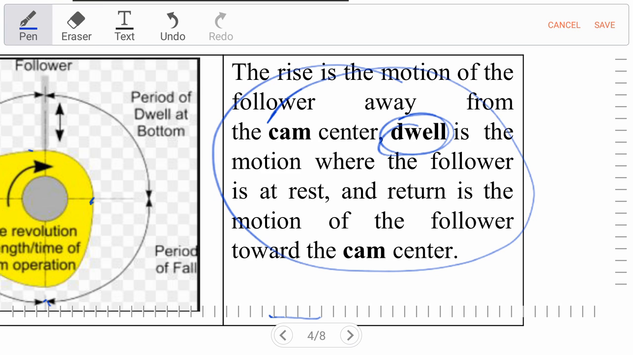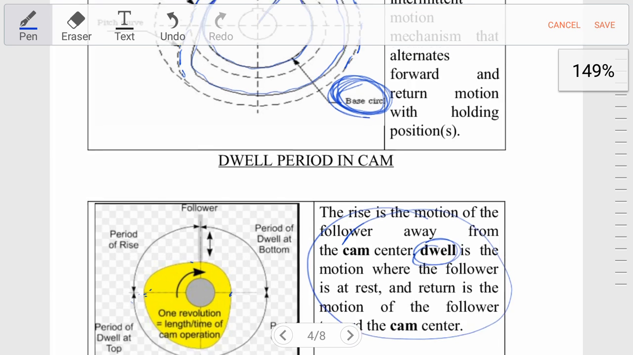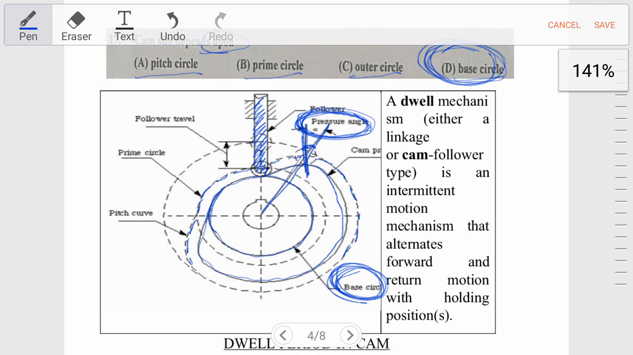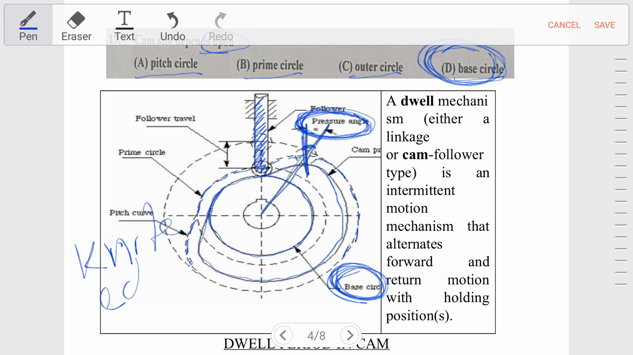Now whatever we have discussed over here is already mentioned in this description, so if you want to get some clear idea, you can pause this video and have a brief idea about this cam and follower. In automobile we are using knife edge follower, because knife edge follower has line contact with cam, so it will give very quick response. Okay, these are the additional information.